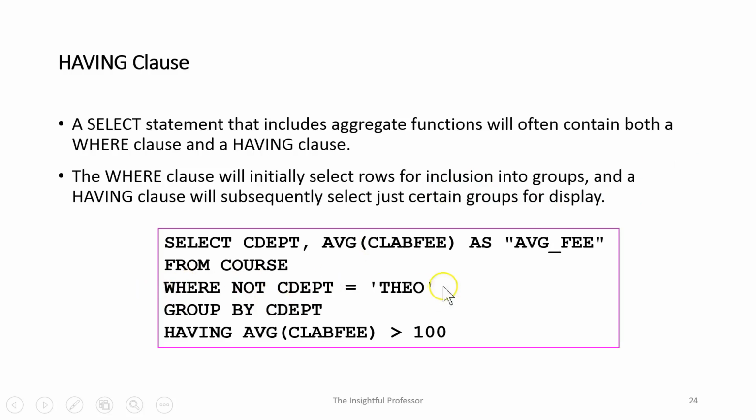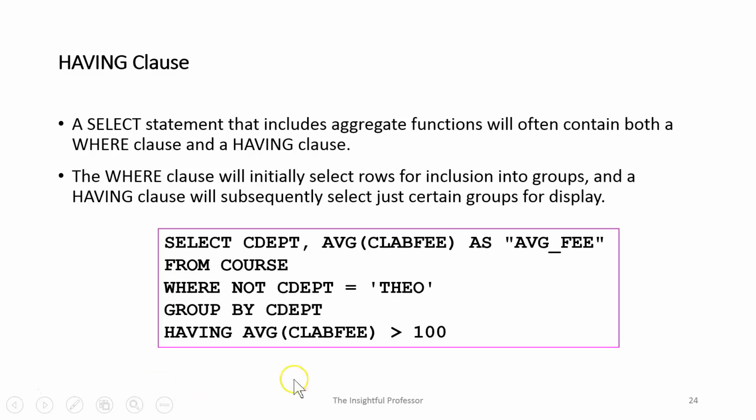The where clause is evaluated first, which means no theology courses will participate. Then we do a group by, which means we're only going to have CIS and philosophy courses going into the group formation process. So we'll have two groups. And then finally, after the two groups are formed, we have a having clause, which serves as a filter for our presentation. And it turns out that of the two groups, only one will satisfy our having clause filter.